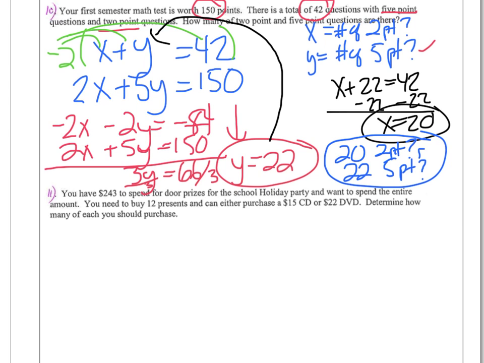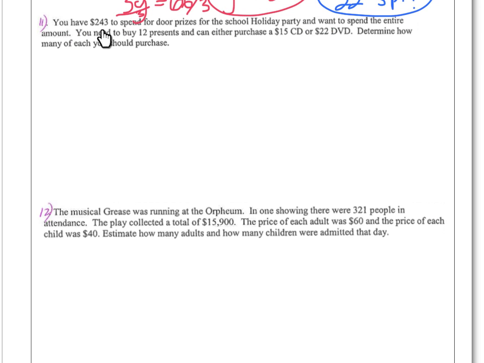And we're done. The next one here, we have $243 to spend for door prizes at a school holiday party. And we have to spend the entire amount. We're going to buy 12 presents in total. And we're either going to purchase $15 for each CD or $22 for each DVD. Determine how many of each prize you should purchase. So we have 2 prizes. We have the CDs. I'll put C for the number of CDs, and D is the number of DVDs.